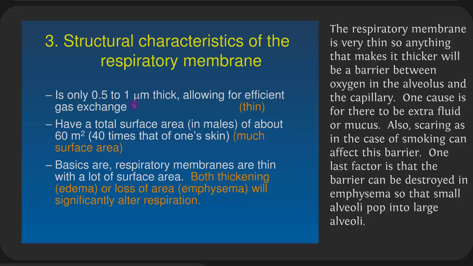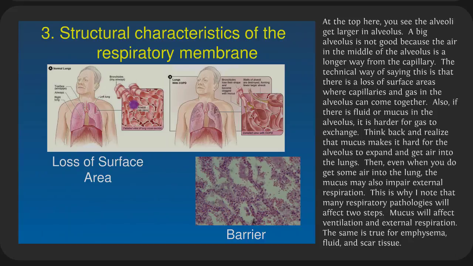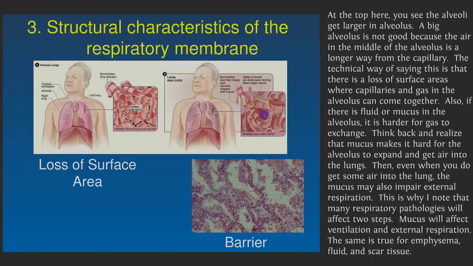One last factor is that the barrier can be destroyed in emphysema, so that the small alveoli pop into large alveoli. So at the top there, you see the alveoli getting larger. Normal alveolus, emphysemic. A big alveolus is not good because the air in the middle is farther away from the capillaries. So the technical way of saying this is that there's a loss of surface area where capillaries and gas in the alveolus can come together.